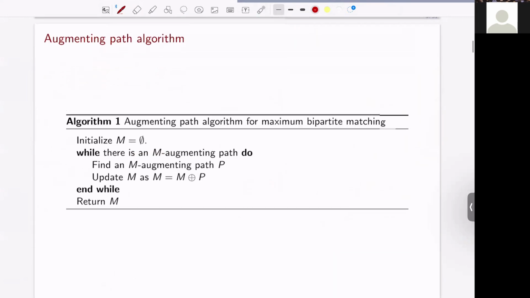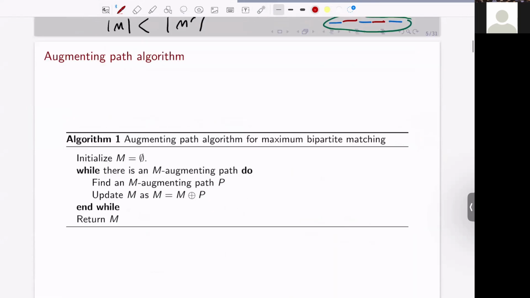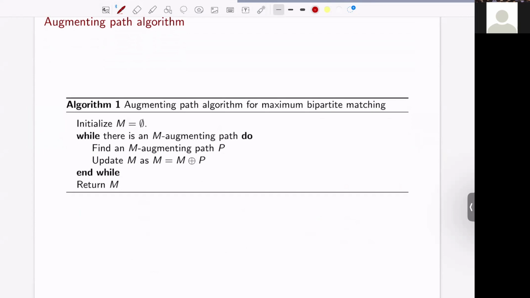So based on this theorem, we have this algorithm. You start from an empty matching, and then until you don't have an augmenting path, you find an augmenting path and augment the edges of it. And if you run into the point where there's no augmenting path, by this theorem, we conclude that the current matching is maximum. That was the augmenting path algorithm.